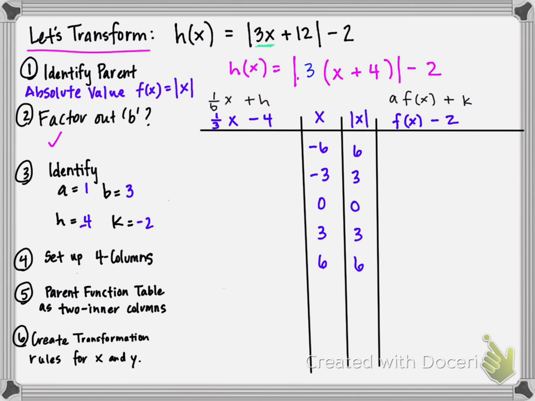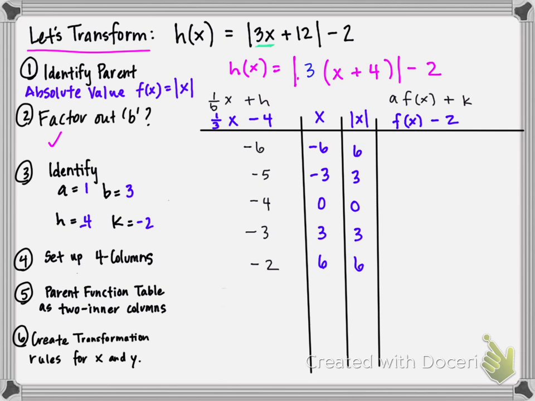If I did 1/3 of negative 6, don't you agree that's negative 2? But minus 4 more, you get negative 6. 1/3 of negative 3 is negative 1. Minus 4 more is negative 5. 1/3 of 0 is, that's right, 0. Minus 4 is negative 4. 1/3 of 3 is 1. Minus 4 is negative 3. Last but not least, 6. 1/3 of 6 is 2. 2 minus 4 is negative 2.